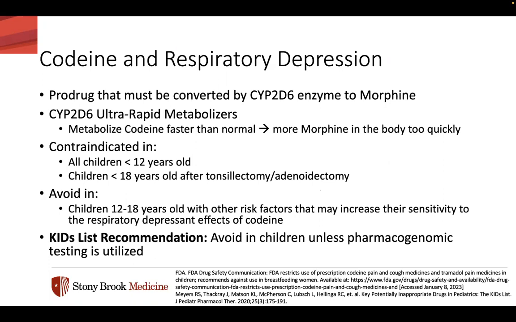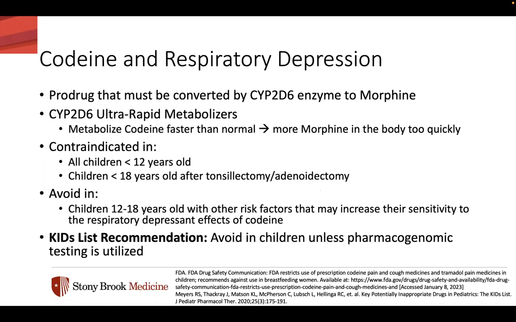Now, some people metabolize codeine via CYP2D6 faster than others. Those are your ultra-rapid metabolizers. So they're metabolizing that codeine faster than normal, and they have more morphine in the body too quickly. So that's why codeine is actually contraindicated in all children under 12 years old, and in children under 18 years old after tonsillectomy or adenoidectomy.